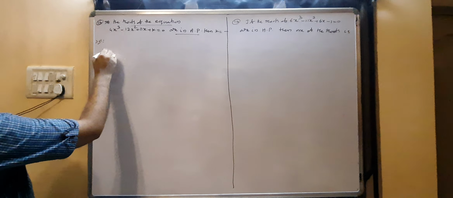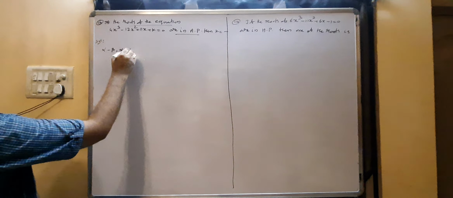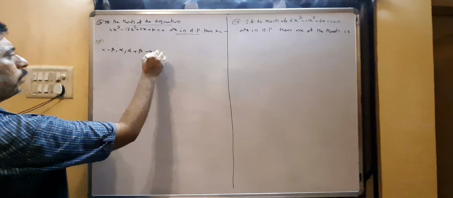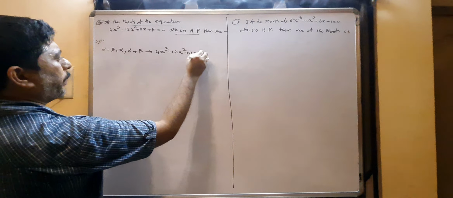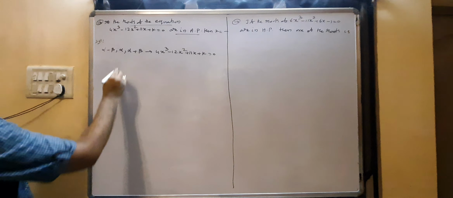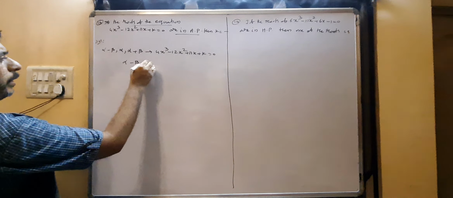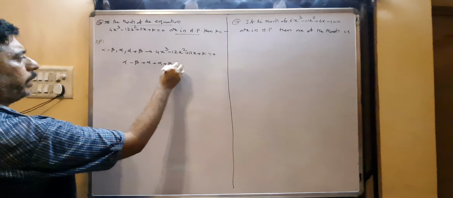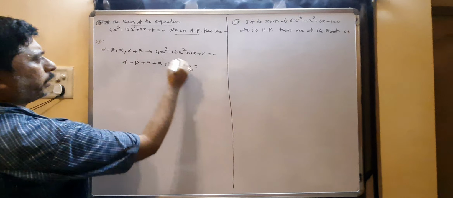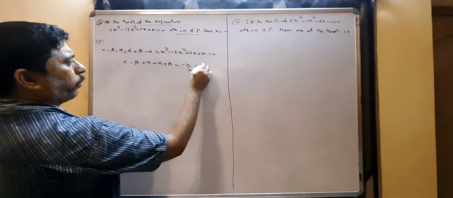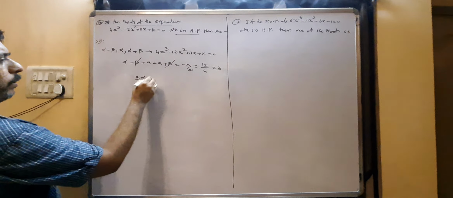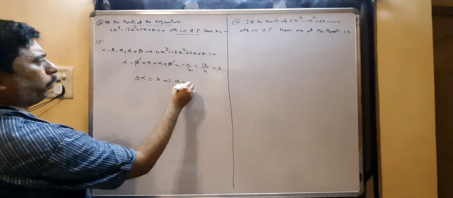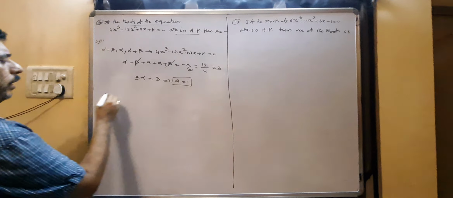Roots are in AP means alpha minus beta comma alpha plus beta are the roots of 4x cube minus 12x square plus 11x plus k equal to 0. Sum of the roots, alpha minus beta plus alpha plus beta, is minus b by a. That is minus of minus 12, plus 12 by 4, that is 3. Beta cancels. 3 alpha equal to 3. That means alpha equal to 1.